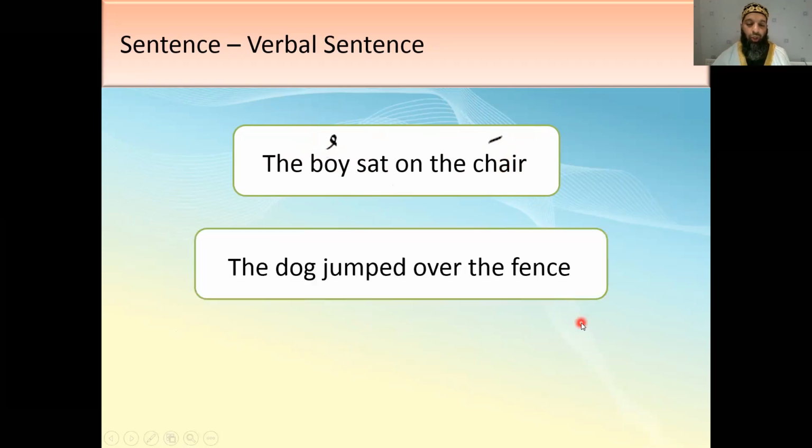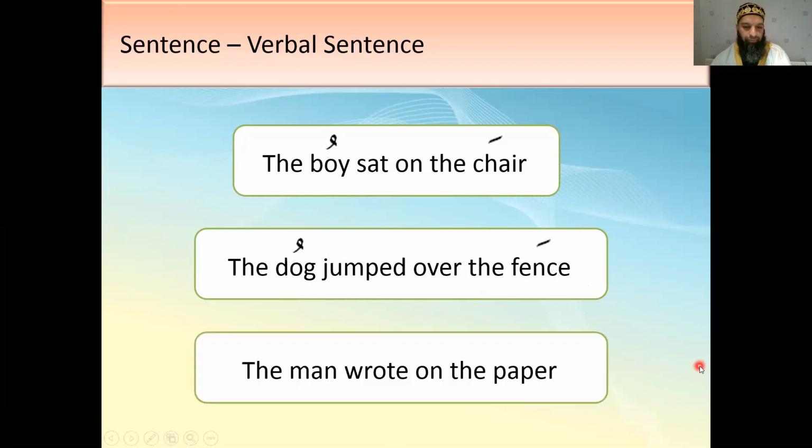The dog jumped over the fence. So where is the verb here? Jumped. So who is doing the jumping? The dog. So the dog is going to be marfu, because the doer is always marfu. Okay, and why is the mansub going here? Fence. I know you've got these in your booklets, you've got the answers there, so try not looking at them. Let's see if we can do them.